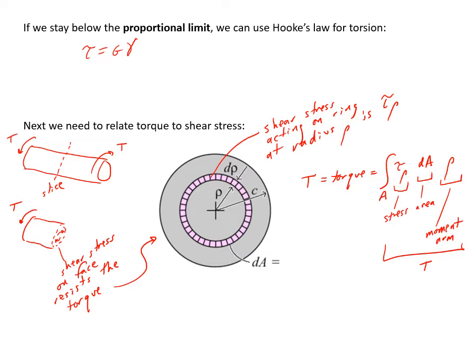The area, you see right here, we've got a little dA. The area of that little band, that little ring in there, is just going to be the circumference of that ring times the thickness of the ring. So we can estimate the area as the circumference of that thing times the thickness of the ring. And the ring is infinitesimally thin. It's d rho in thickness, and so this makes a good approximation for our integral.